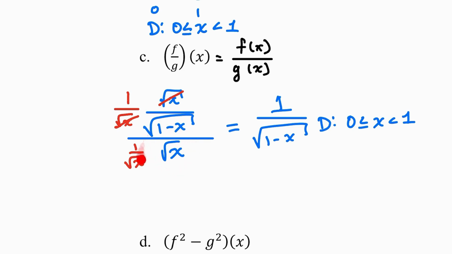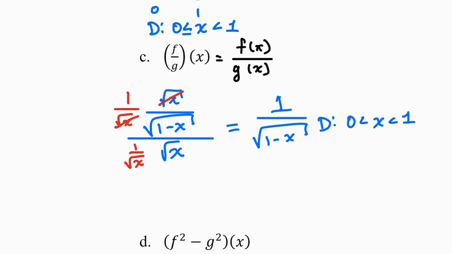Right here, since we're dividing all of this numerator by the square root of x, we tell ourselves that we can't divide by 0. So that means that this cannot be 0. Well, what makes that 0? Well, 0. So that means 0 cannot be included. So we're going to change our inequality to strictly between 0 and 1, not including either 0 or 1.